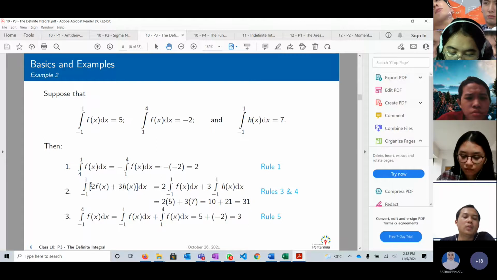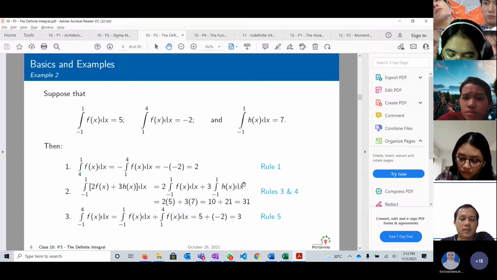Integral from -1 to 1 of 2f(x) plus 3h(x) dx. Then we can split it into 2 times the integral from -1 to 1 of f(x) dx plus 3 times the integral from -1 to 1 of h(x) dx. And then we can substitute the values.